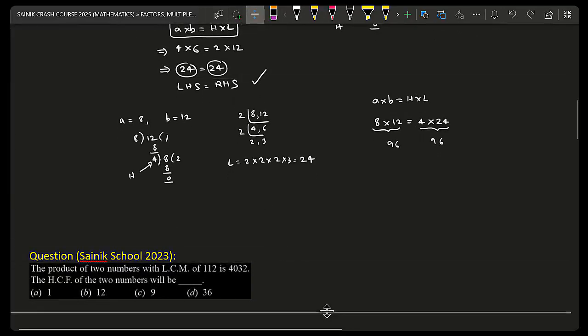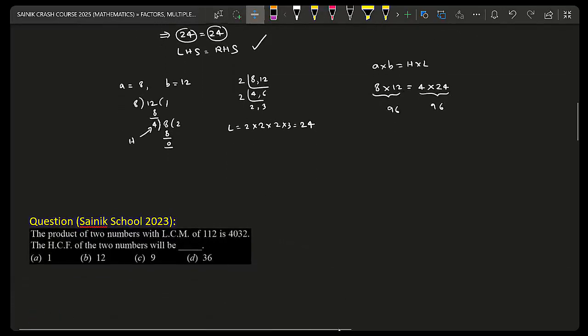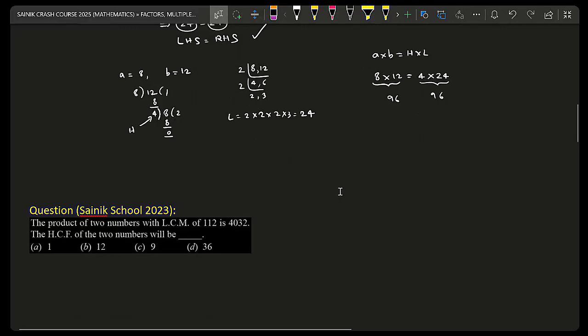The product of two numbers is 4032 and the LCM is 112. The HCF of the two numbers will be dash. Try this question, all of you. I'm giving 2 minutes of time. After that, I'm going to explain.